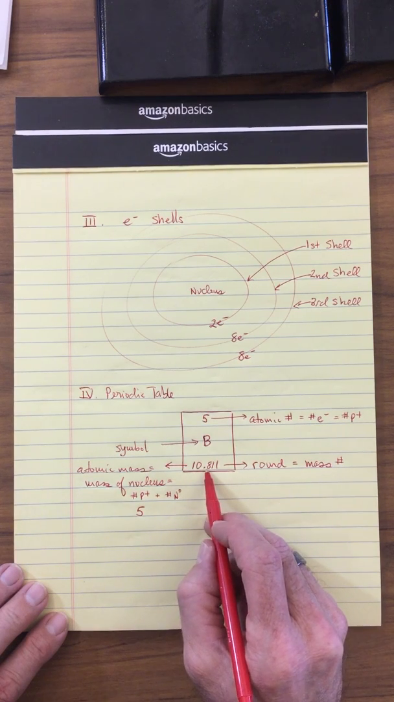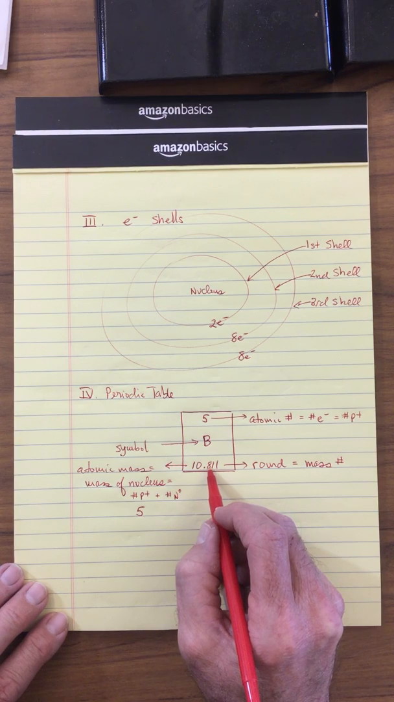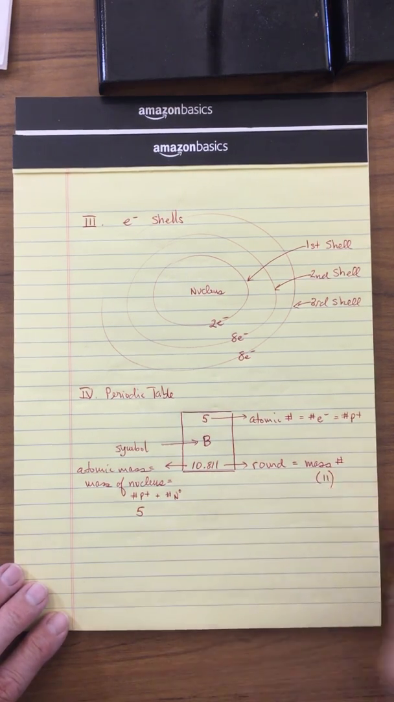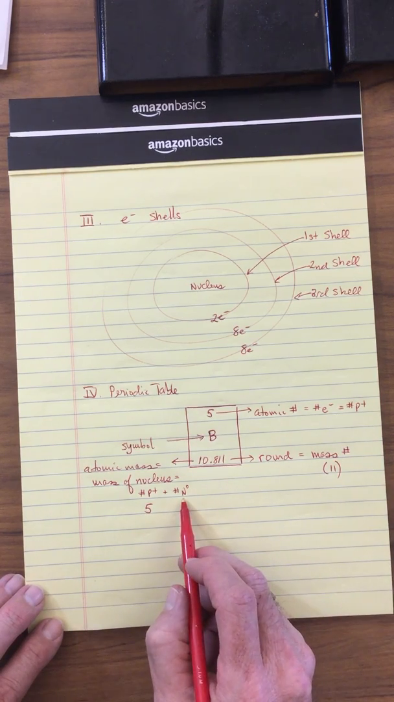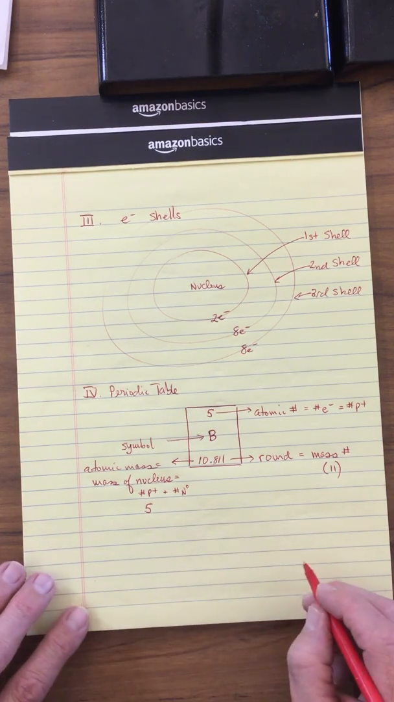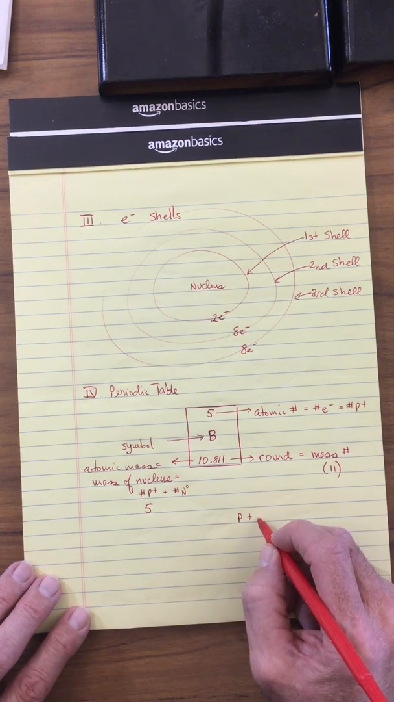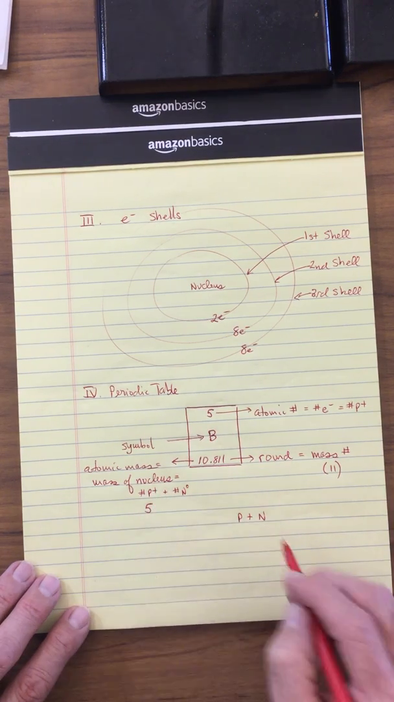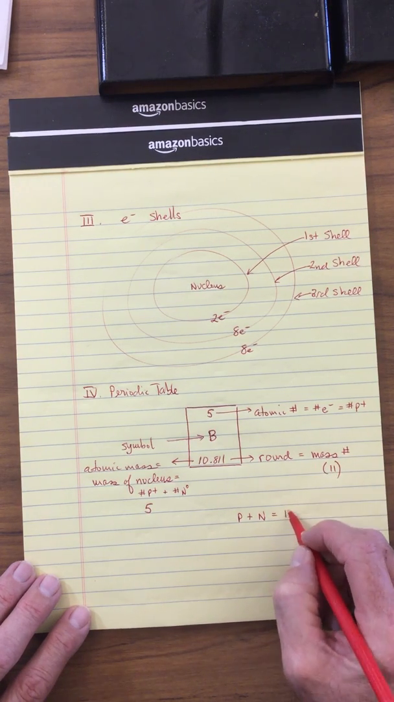So if you round 10.811, you use the tenths place to round either up or down. It would round up, so we would actually have 11 for my mass number. Well, how many neutrons would I then have? My number of protons plus my neutrons, here's the mass of my nucleus, and this mass is equal to 11.